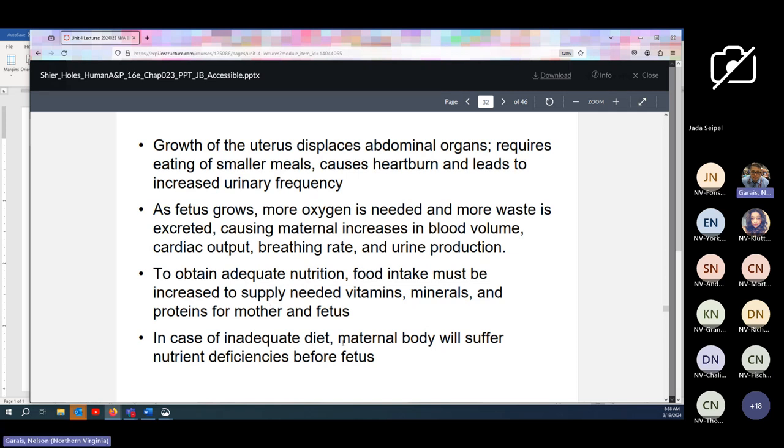And in case of an inadequate diet, maternal body, and also I can tell you right now, the better shape that mommy is in, the better the day of parturition, the day where baby goes out, it's night and day.